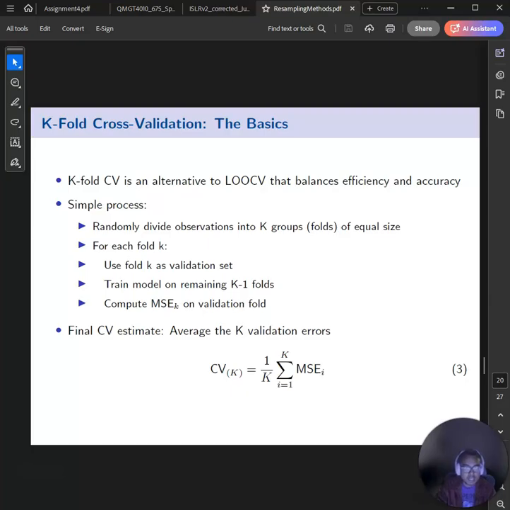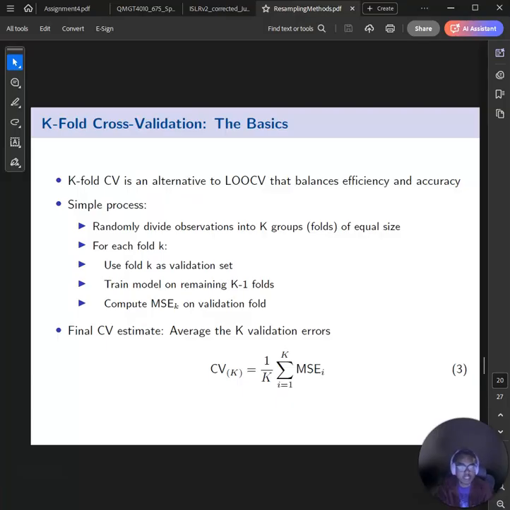So the basic of this algorithm is pretty straightforward. We divide our data, that is the total observations that we have, into k folds. Now it doesn't have to be the case that all folds have an equal number of observations, but as close to equal as possible. We use fold k as our validation set. We train our models on the remaining k minus 1 folds and then compute the error metric, which is in this case the mean squared error, on the validation fold. Our final CV or cross-validation estimate is simply the average across all these validation errors.